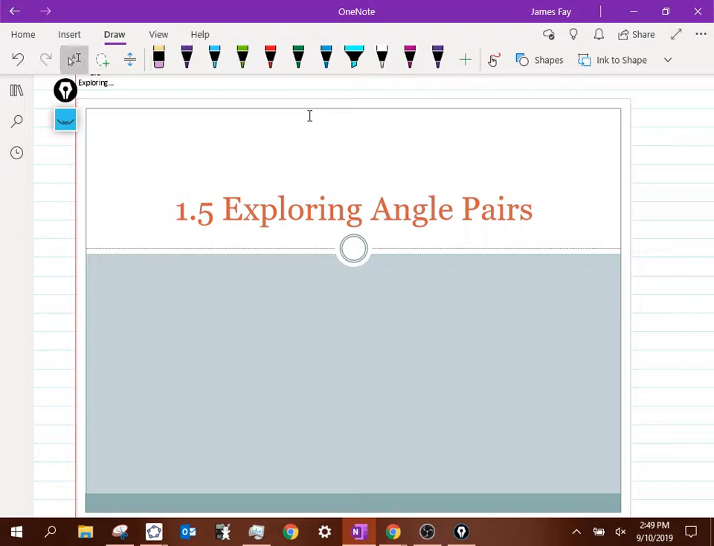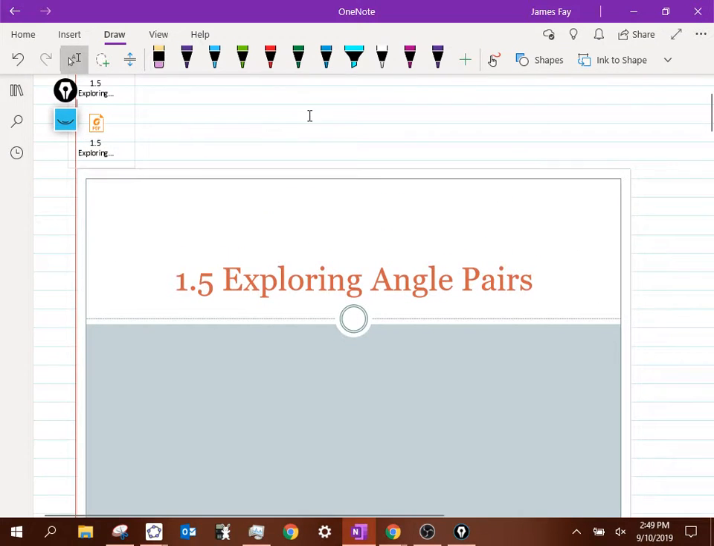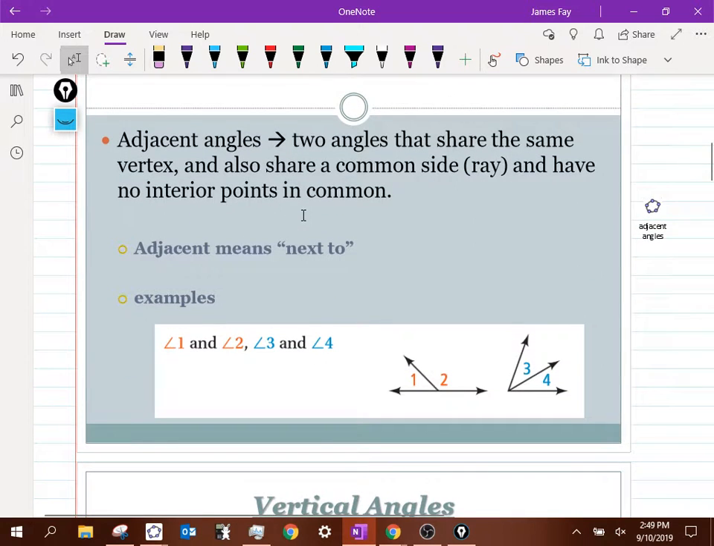One thing about definitions real quick. Okay, I'll let you write the first one down here. We're talking about pairs of angles, so sets of two angles. This says adjacent angles are two angles, so there's the pairs concept, that share the same vertex, they share a common side, which is going to be a ray, and they have no interior points in common.